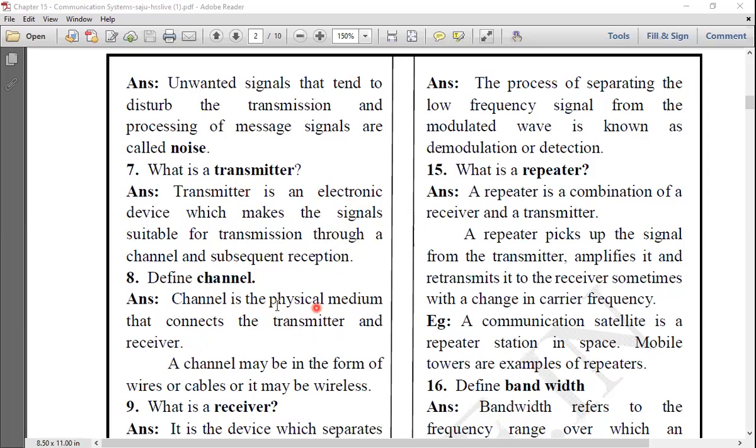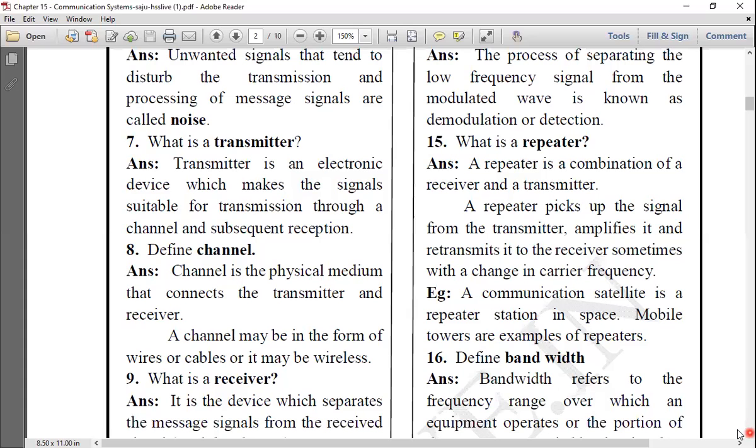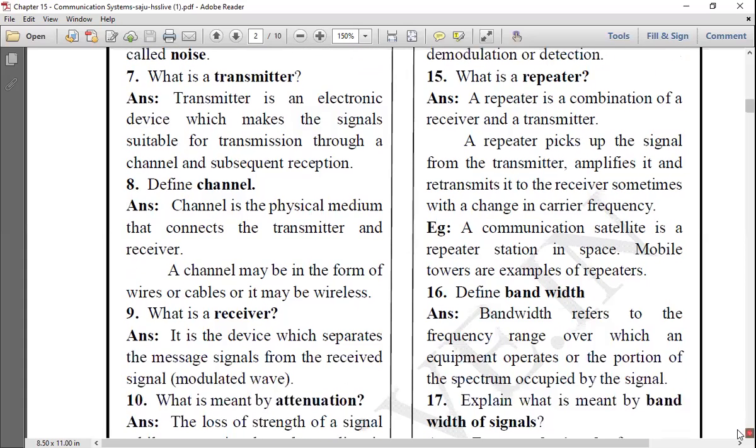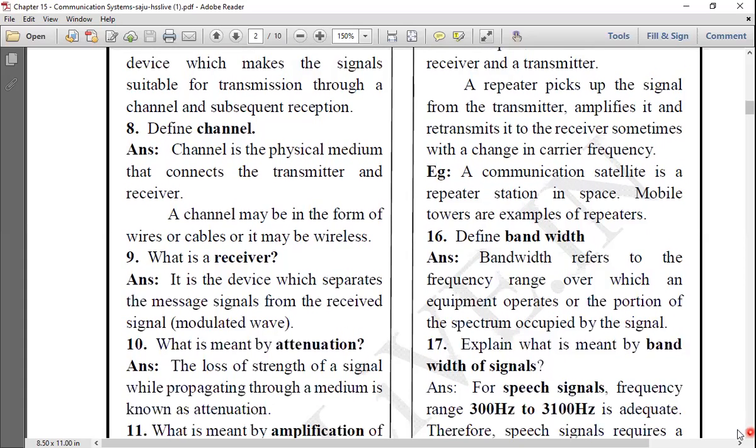That which connects the transmitter and the receiver, what is it? Channel. A channel may be in the form of wires or cables or it may be wireless. So it can be with wires, with cables, or else without also. Means wireless. What is receiver?